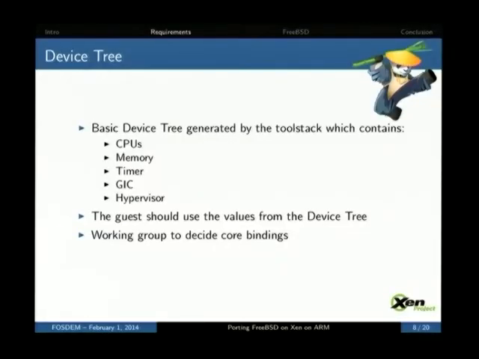So all these values should be used by your OS. If your OS decides to hardcode the values, even if for now we have hardcoded the values in Xen, you should not assume that it will be true for the next release of Xen. So this can be modified, and the guest should only rely on the device tree. All the bindings were decided with a working group which decides what the core bindings are. So we don't choose our own binding. It was already used by some operating systems.